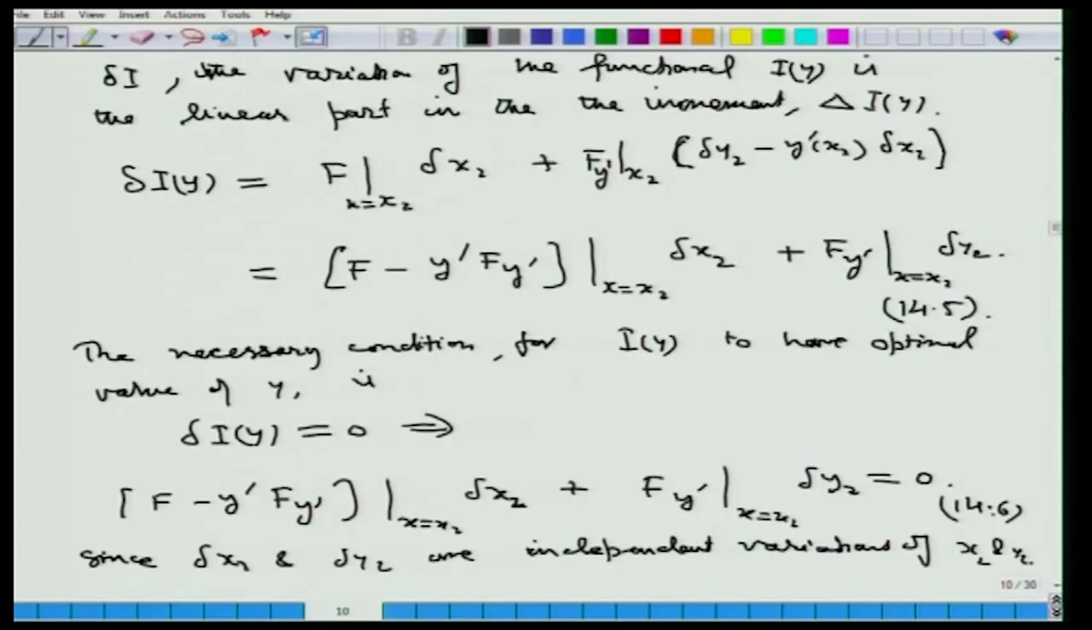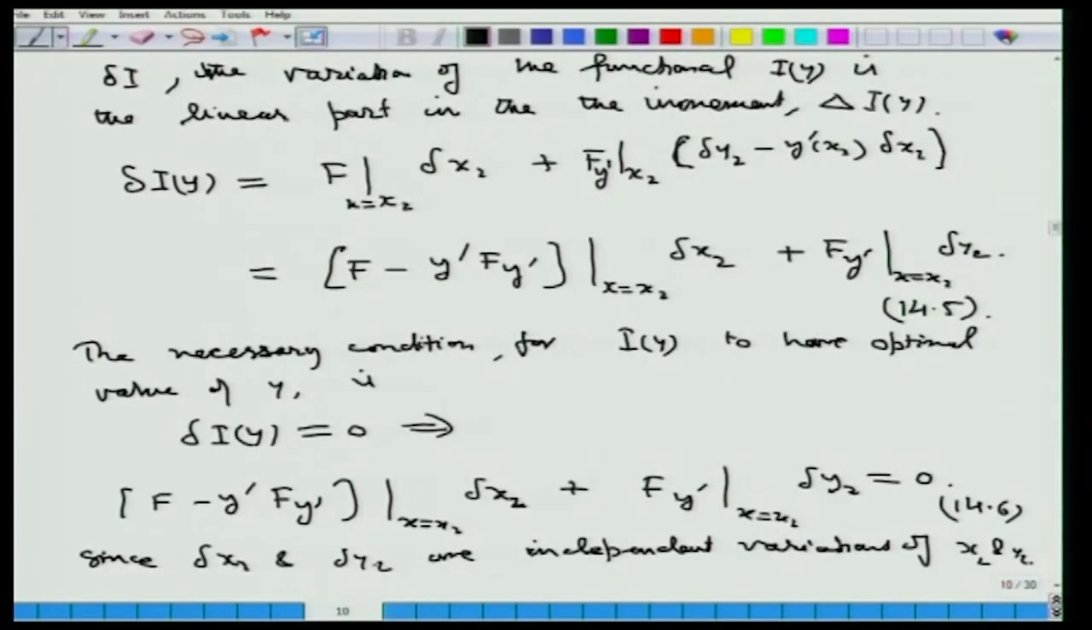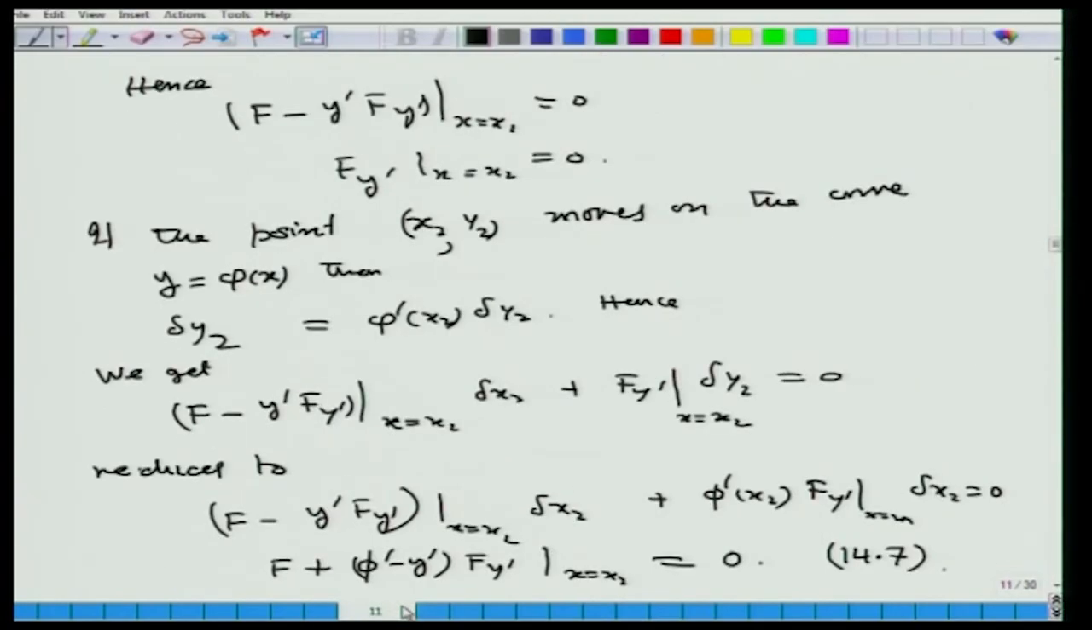So we get this 14.6 here, and now assuming that delta x2 and delta y2, that is, the movement in the point x2, y2, are independent, we see that delta x2 and delta y2 can take arbitrary values. So if we take delta y2 as 0 and delta x2 as 1, we get f minus y' f_y' equal to 0. Similarly, if we take delta x2 equal to 0 and delta y2 as 1, in 14.6 we get f_y' evaluated at x equal to x2 equal to 0. So independent variations of delta x2 and delta y2 will lead to this.